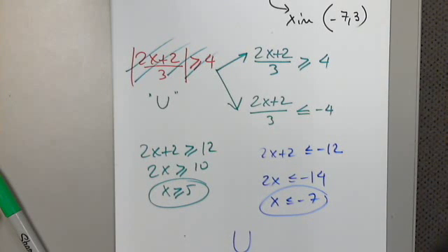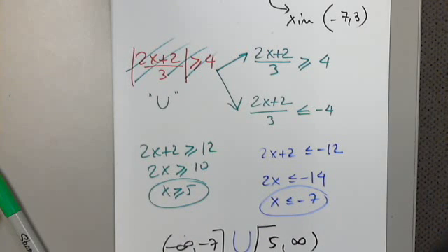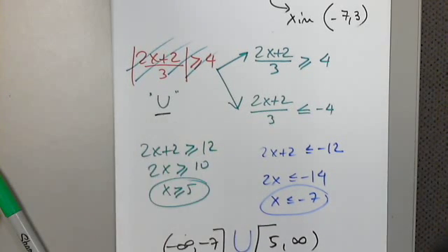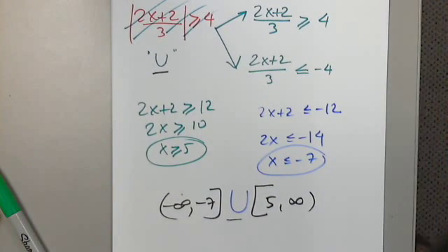When I write the union, I have to put the set from the left first and the set to the right second. So what will be the first one? Negative infinity, comma, negative 7, very good, with a bracket, perfect. And the other one? 5, comma, infinity. And I did not forget to use the union for this one. Questions? Any questions here?